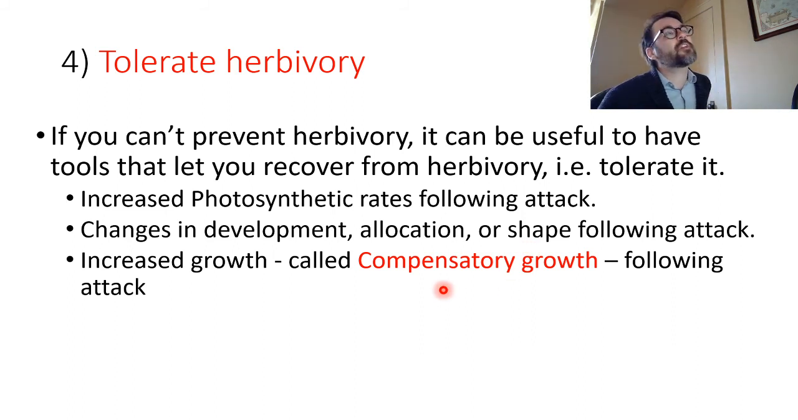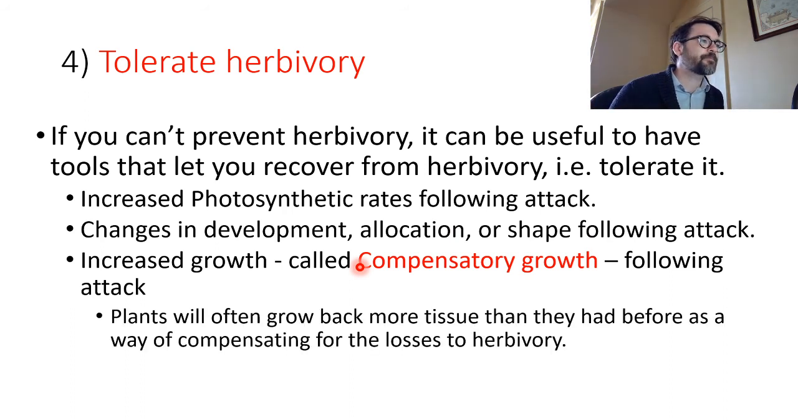The way to think of it is, imagine if you made 5 leaves, I took away 3, and then you grew back 3 more. Your whole life, you would have actually had 8 leaves. That's the idea of compensatory growth, the fact that you've made more leaves than you would have made in the absence of being attacked. So plants will often grow back more tissue than they had before as a way of compensating for the losses of herbivory.